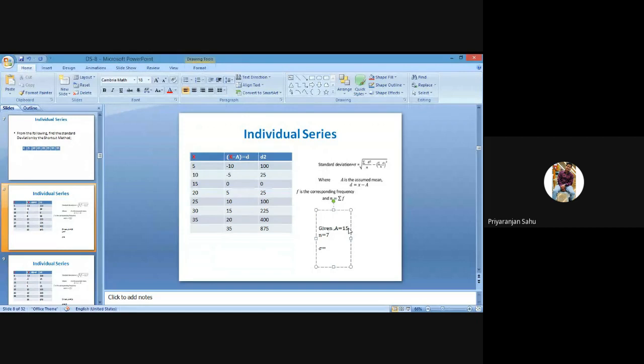I repeat, standard deviation sigma equals square root of sum of D square, which we have already got, it is 875, divided by n, n is 7, minus sum of D, that is 35 divided by 7, whole square. Just calculate the value of sigma.